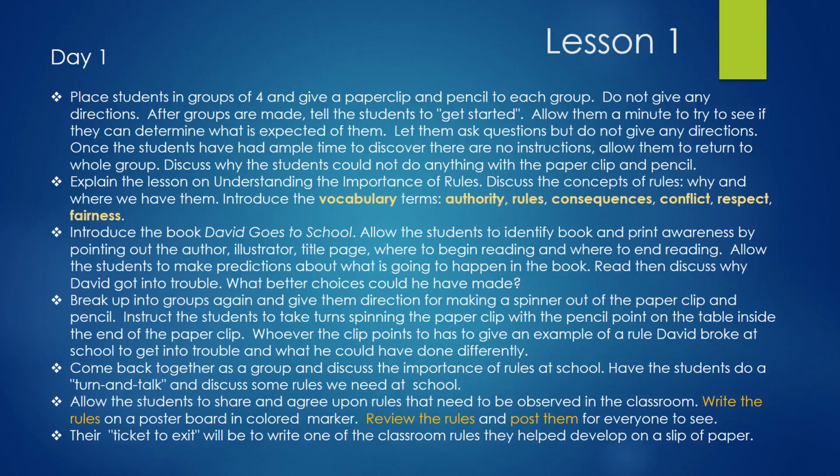After they play the game for a few minutes, come back together as a group and discuss the importance of rules at school. Have the students do a turn and talk and discuss some rules that we need to have at school. Allow the students to share and agree upon rules that need to be observed in our classroom. Write the rules on a poster board in colored marker. Review the rules and post them on an anchor chart for everyone to see. Their ticket to exit will be to write one of the classroom rules that they helped develop on a slip of paper before they leave.